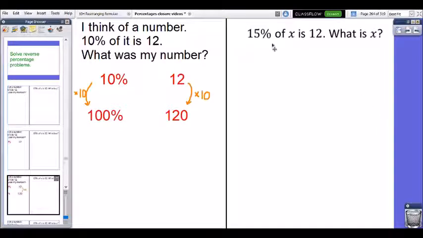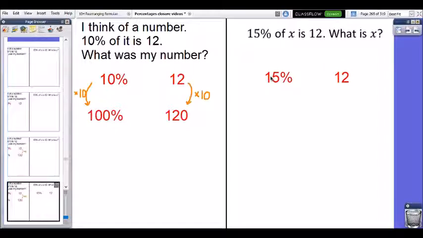Okay, so 15% of x is 12. So what is x? Don't be scared off by this x, this algebra. It's literally the same thing. It's basically saying 15% of some number is 12. What was that original number? Just because it's written in algebra, it's basically an I-think-of-a-number problem. We're told that 15% of this number is 12, and we want to find the original number.